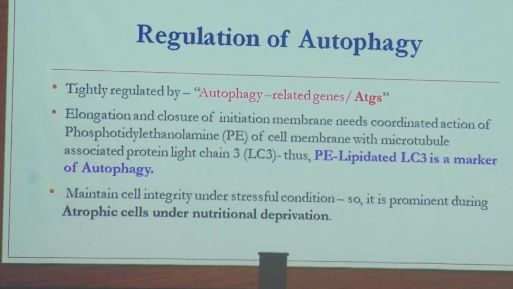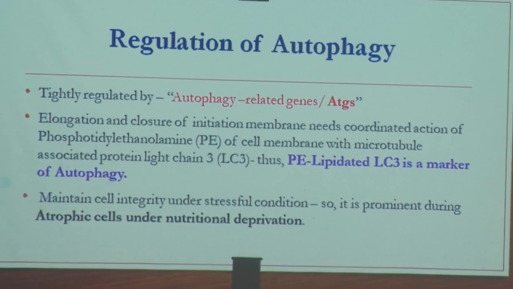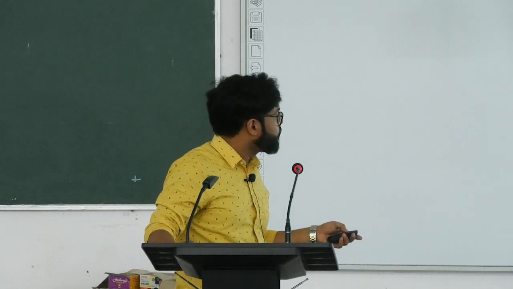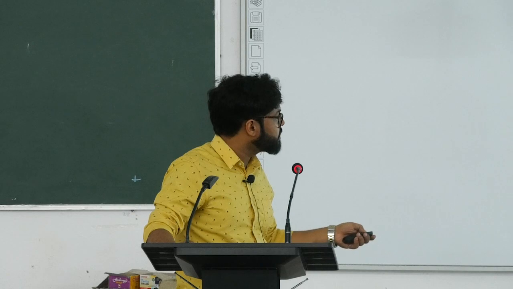Initially there is a pinching of the cytoplasmic membrane. Within the cytoplasmic membrane, there is a lipid known as phosphatidylethanolamine. This phosphatidylethanolamine in the cytoplasmic membrane gets attached with the microtubule associated protein known as microtubule associated protein light chain 3. This conjugation is like ubiquitin-like conjugation, a non-enzymatic conjugation. It causes initiation of the phagophore.